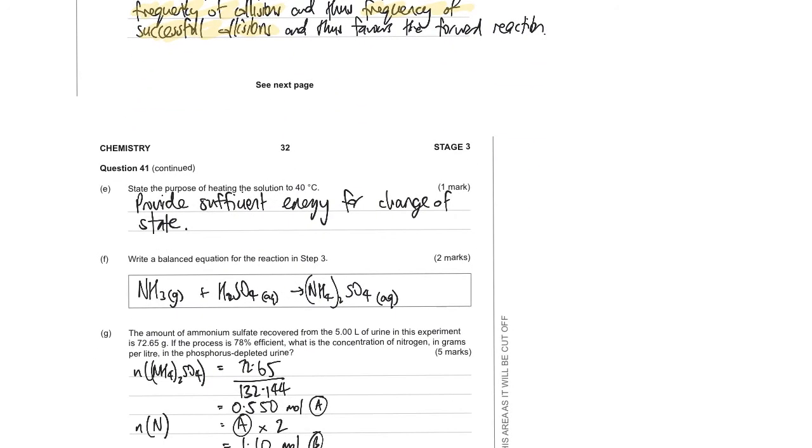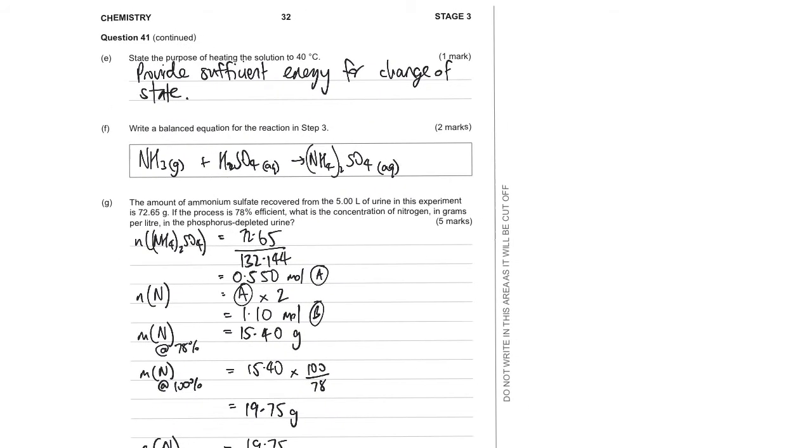What's the purpose of heating the solution to 40 degrees Celsius? This was back in the day when we did latent heat of vaporization and stuff like that. So effectively, it's to provide energy for a change of state to turn it into a gas. Once it's in a gaseous form, you add it with sulfuric acid, as in step 3 on the page before. And that's the equation that you get. The NH3 gas and the H2SO4 turned to (NH4)2SO4, ammonium sulfate.